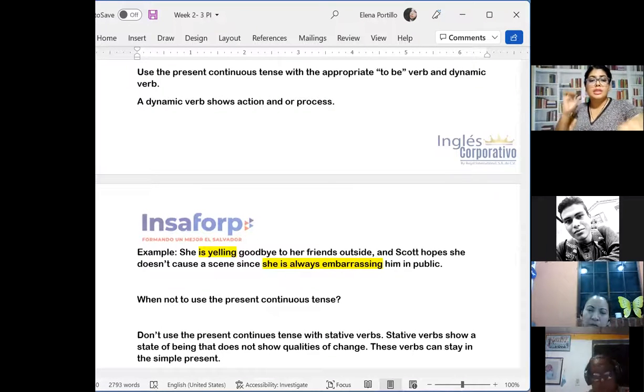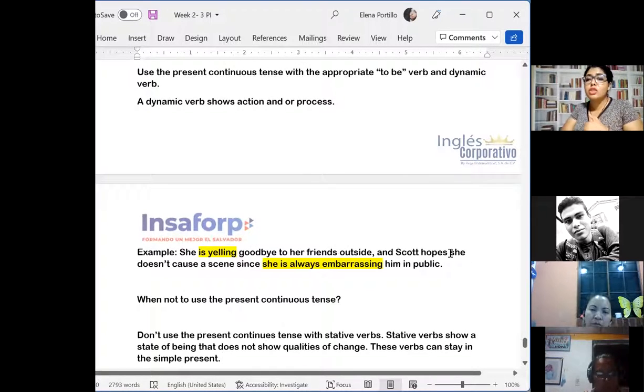So it says, don't use the present continuous tense with the stative verbs. In this case, the stative verbs show a state of being that does not show qualities of change. These verbs can stay in the simple present. Cuando tenemos estos verbos estáticos, porque en español los conocemos como verbos estáticos, son aquellos verbos que muestran un estado del ser. So in this case, they are not like action. Ellos no muestran acciones, sino estados del ser.